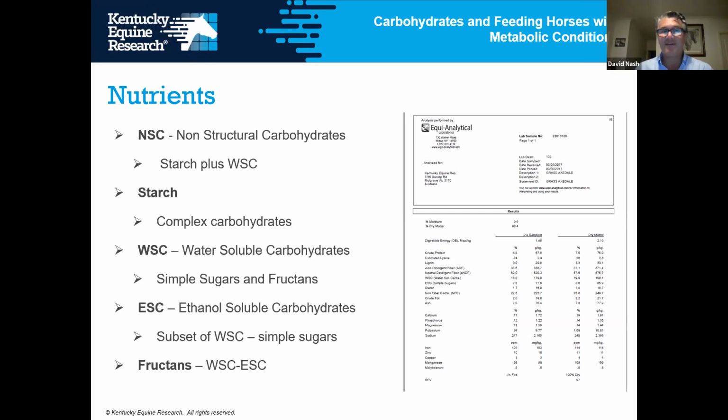Then we have ESC, which is ethanol-soluble carbohydrates. These are a subset of the water-soluble, and these are just simple sugars. So a quick equation, if you want to actually derive what the fructan level of your pasture or hay is: WSC minus ESC, and that'll give you a guide there.